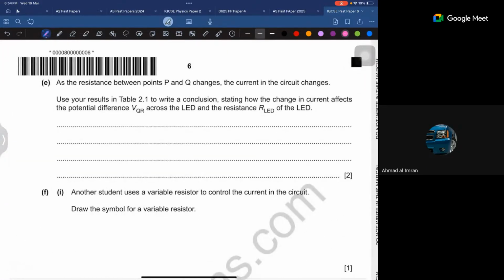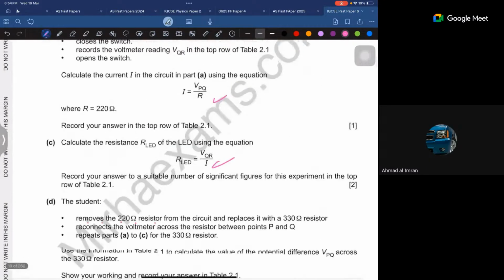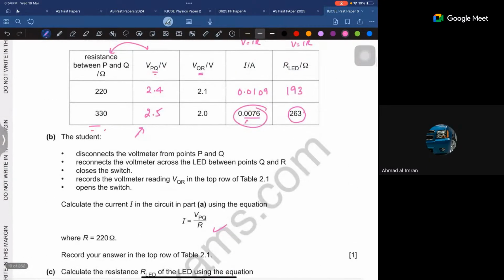As the resistance between P and Q changes, the current in the circuit changes. Use the resultant table to write a conclusion stating how the change in current affects the potential difference across the LED and the resistance R of the LED. So first of all, we're going to see. When the resistance of PQ was increased, the potential across this was increased. And you see the potential across the LED reduced. And the resistance of the LED increased.